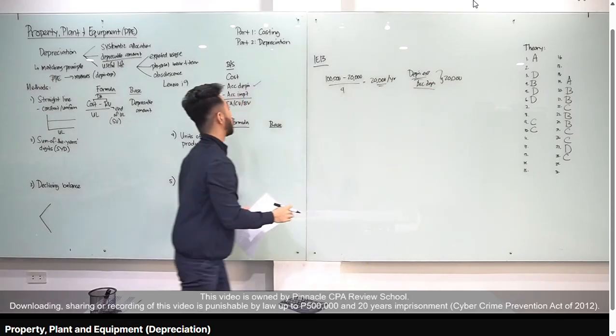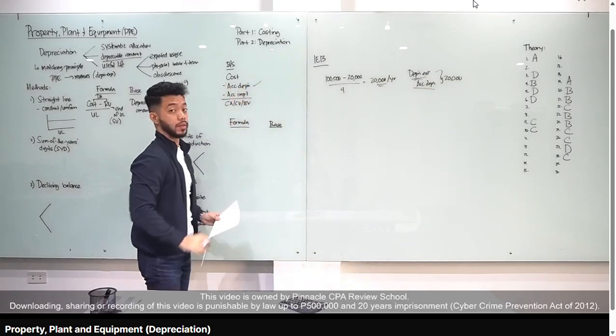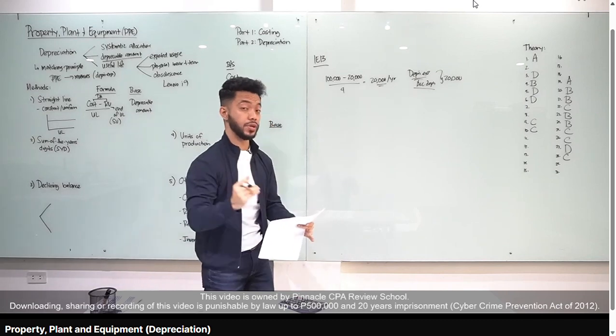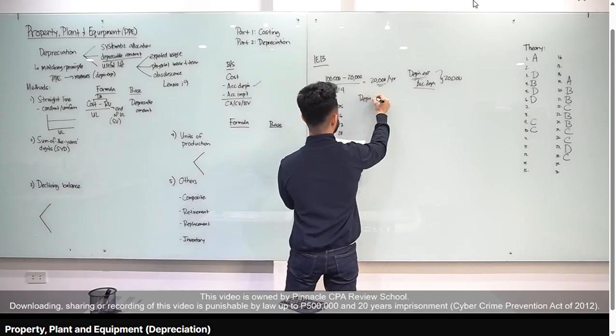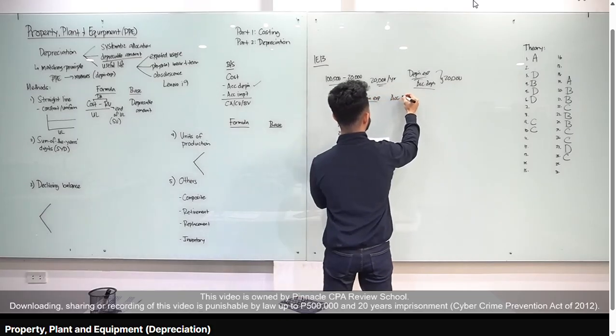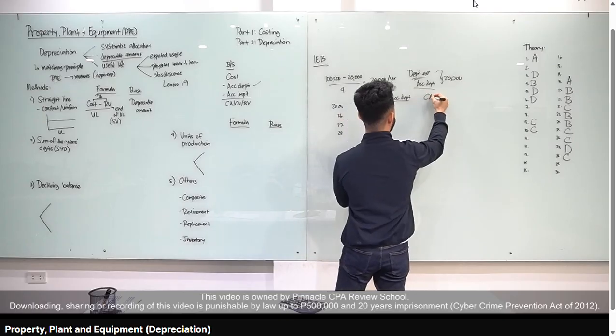Accumulated depreciation, yan yung contra PPE account in the balance sheet. Okay? So, plus, pakita na rin natin yung per year. Okay? So, 2025, 26, 27, and 28. Okay, lagay natin dito class, depreciation expense. Lagay natin dito yung accumulated depreciation and the carrying amount of the asset.